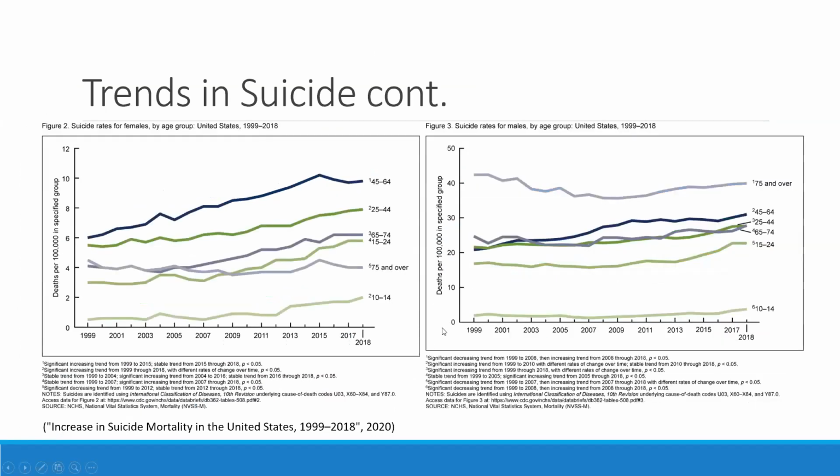And then here's some more detail about the age ranges that the suicide rate is affected by. It's very different for men and women. Again, here you see this 45 to 64 age range being the highest for women, and the 75 and older being the highest age range for men.